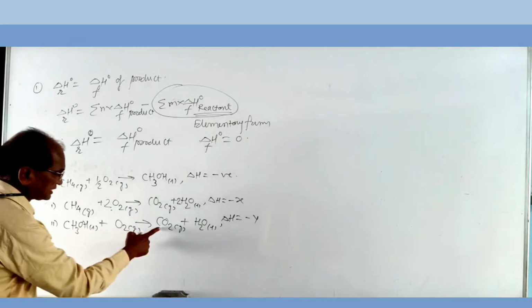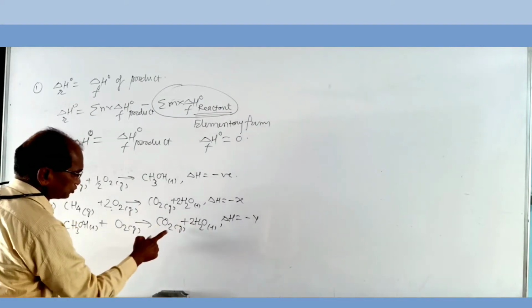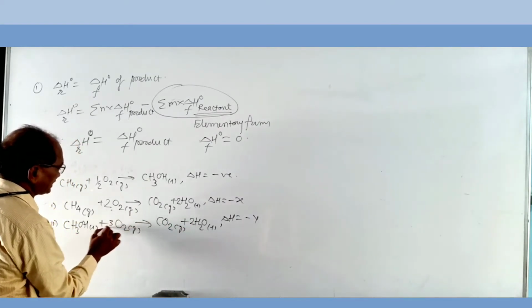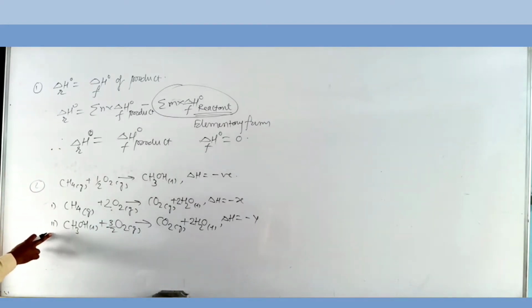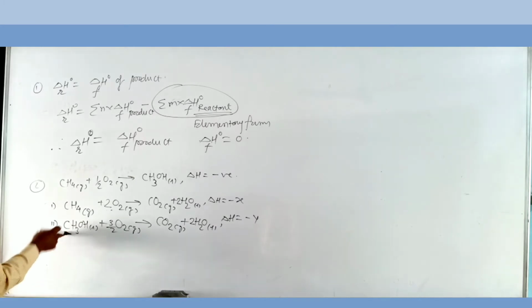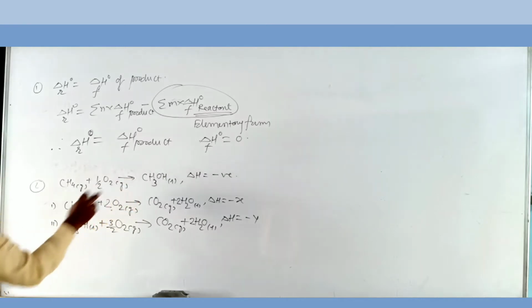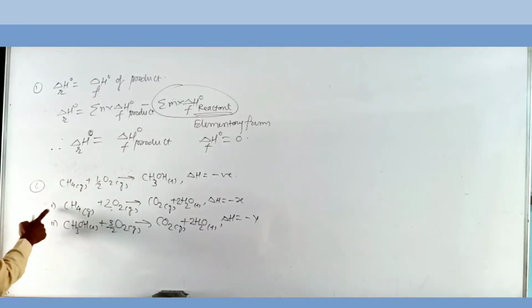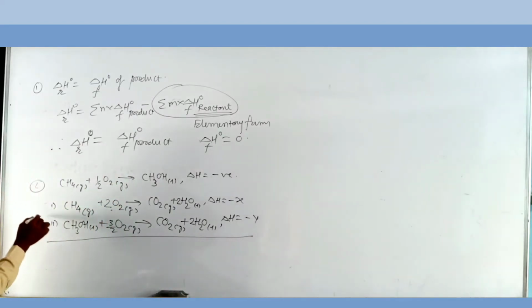Balance here, one carbon, here is one carbon. Then 3 plus 1, 4 hydrogen, then multiply here by 2. 2 plus 2, 4 oxygen, multiply here by 3/2. From these two equations, first and second, we have to obtain the required equation. In this equation CH3OH is on the reactant side and here CH3OH is on the product side. Therefore, subtract equation second from 1.